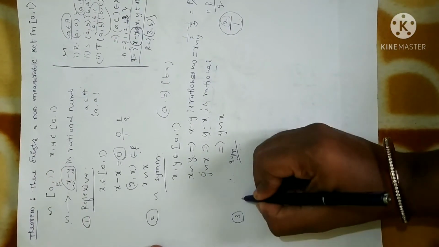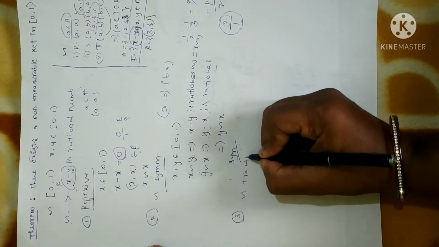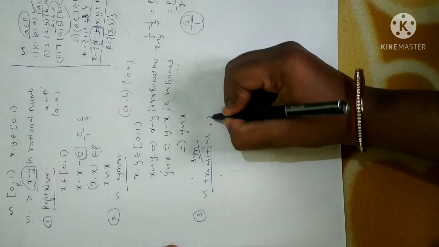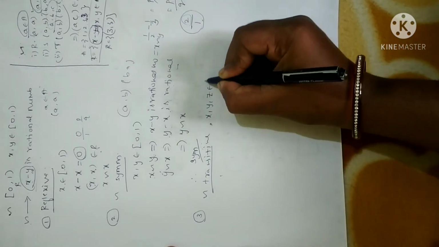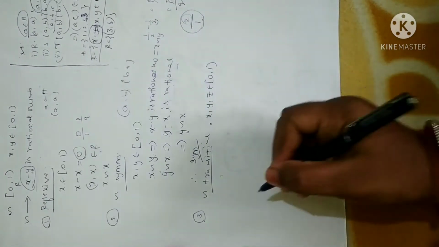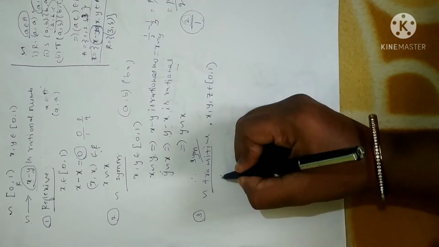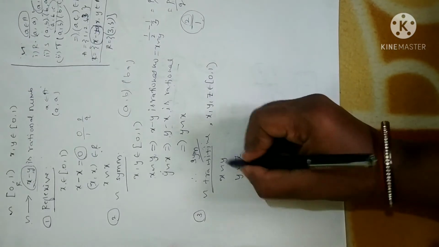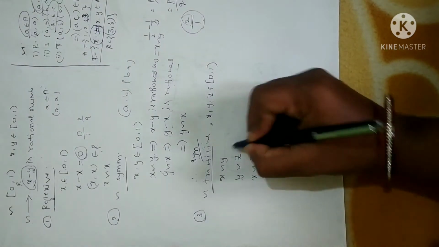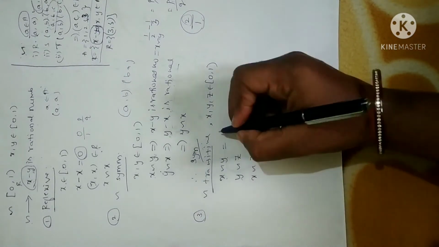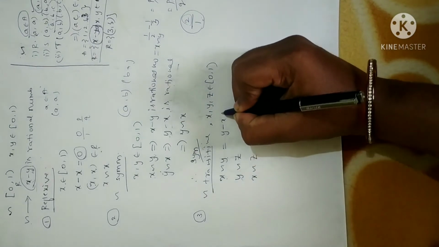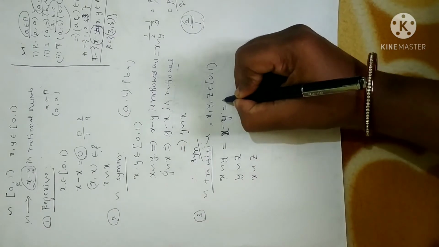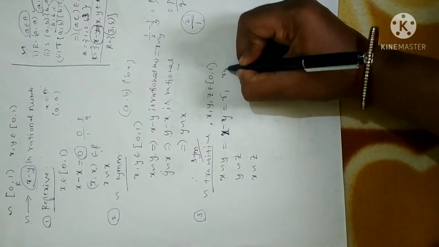Let me prove transitiveness. So I have to prove the equivalence relation is transitive. For transitiveness, I have to choose 3 elements, say x, y, z, in the given interval, closed 0, open 1. As per the transitive relation, if x is related to y and y is related to z, I have to prove that x is also related to z. Let me check. If x is related to y, I can write x minus y is equal to a rational number, say R1.